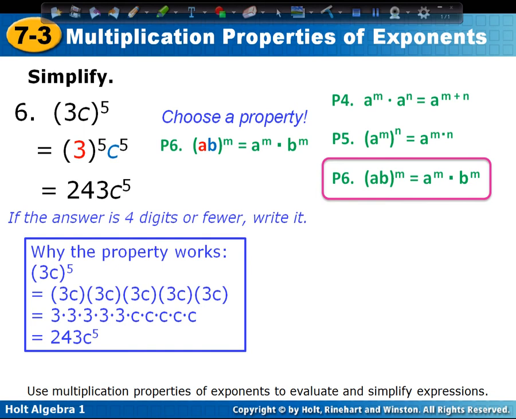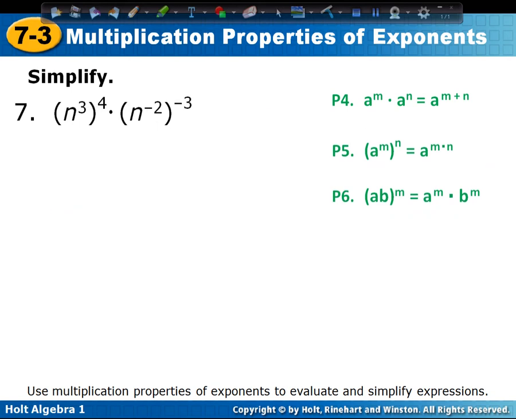Again, if the answer is 4 digits or fewer, write it. This is why the property works, and you don't have to write this down, but when you list out 3c 5 times, you end up with 3 to the 5th, c to the 5th, which translates again to 243, c to the 5th. And guys, that's the reason that we actually use the properties, because the work up here is much more simple than writing out all of those 3's and all of the c's. It's kind of a shortcut for how to figure those out.